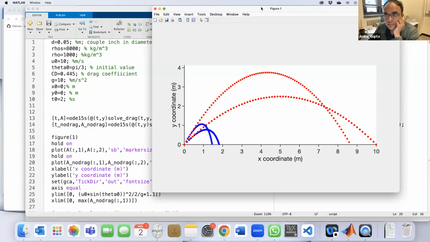So I think this is very instructive, nice to code it up and also observe. We'll put this code on Canvas as usual. But if there are any questions, feel free to reach out.